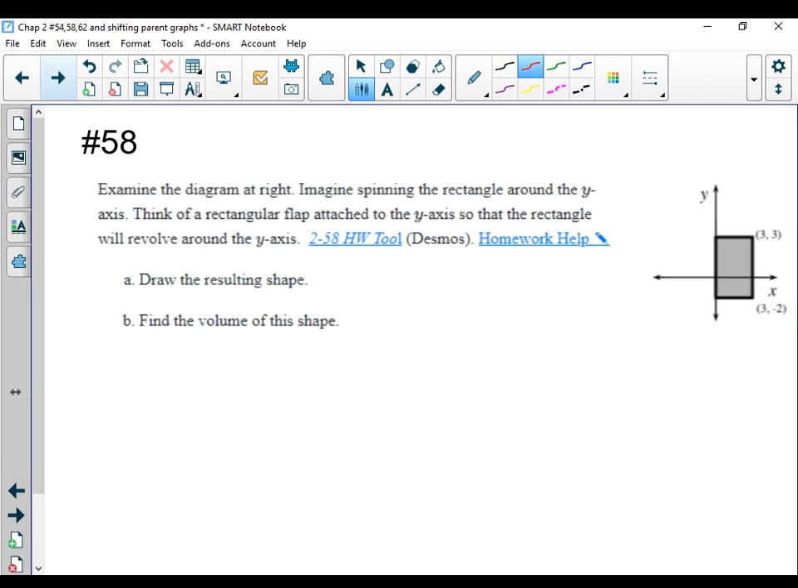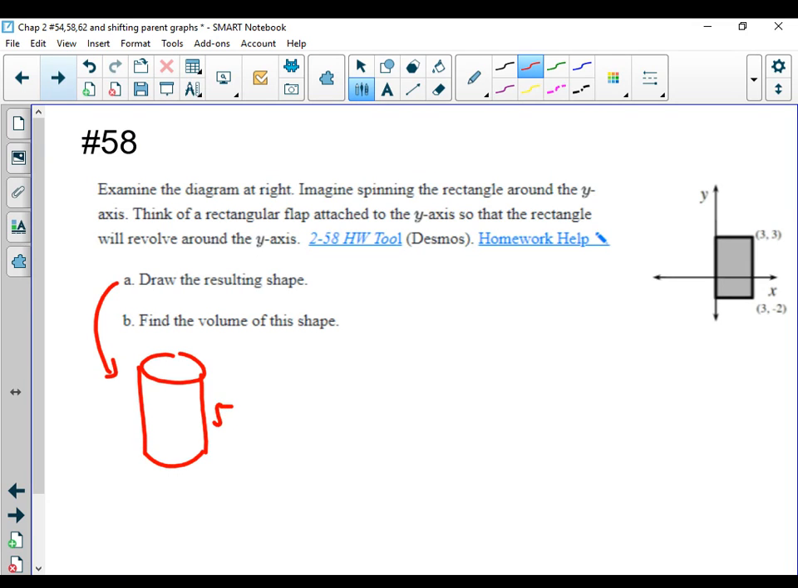58 gave us this picture, and they said if I took that and spun it around the y-axis, first of all, what kind of shape would I end up with? Well, if I spin that around fast enough, I know at the top I'm going to have a circle. I've got a height here of 5, so it's -2 to 3. So I've got this rectangle that has a height of 5 that gets spun around. So what do I end up with? Cylinder, yeah.